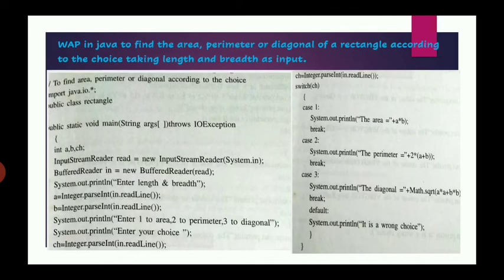If 1, 2 and 3 is not chosen, if someone writes 4, 5 or 0, then it will come to the default statement and it will display System.out.println. It is a wrong choice. So this is how you have to use the switch case statement. So I hope everybody has understood this program.